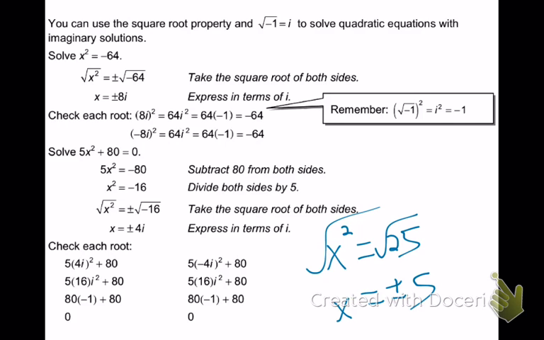Today we're going to get problems like this: x squared equals negative 64. Well, same idea. What's the opposite of a squared term? Square root. So I take the square root of negative 64. What's the square root of negative 64 now? So I have x equals plus or minus 8i. Okay? So that shows you how it works.